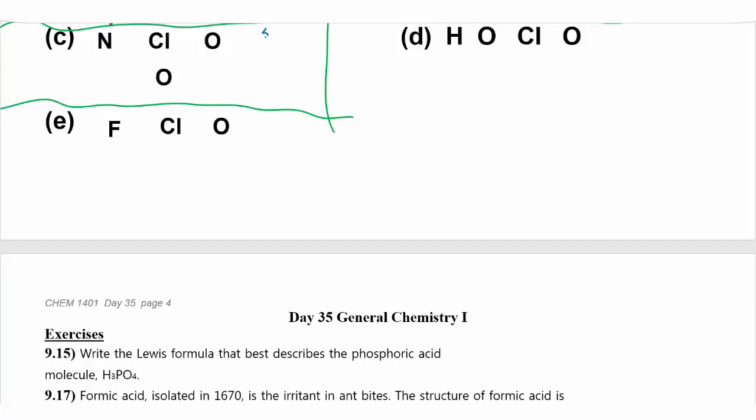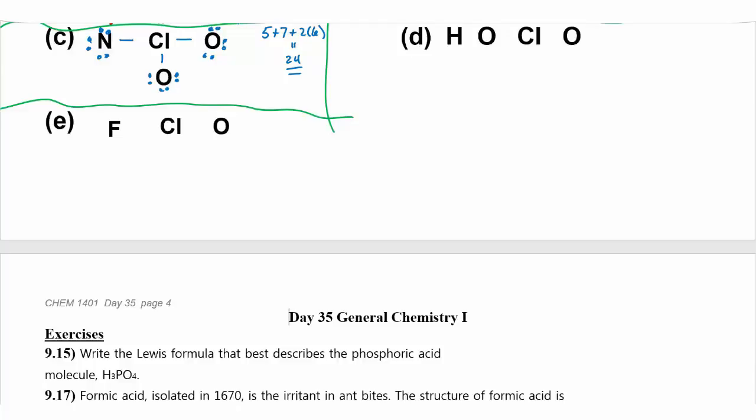Let's count up the valence. I've got 5 for nitrogen, 7 for chlorine, and 2 oxygens, 2 times 6, total 24 valence electrons. So if I make octets on these 3 surrounding atoms, I'll have 24 electrons used up already. So I won't have any lone pairs on that chlorine. So I've used up all 24 electrons.